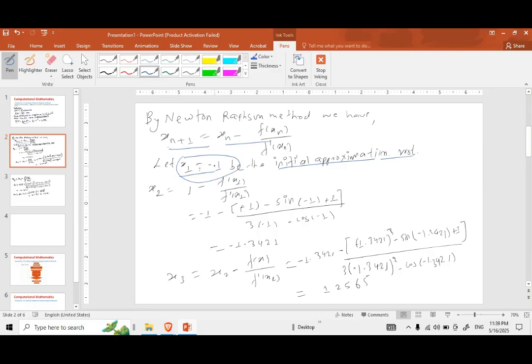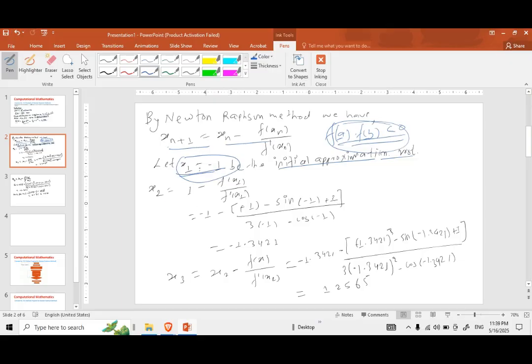Otherwise, we have to calculate the initial guesses to satisfy f(a) times f(b) less than 0. We have to choose a and b such that this expression holds. In our question, the initial guesses are already given, so we can let x1 = -1.